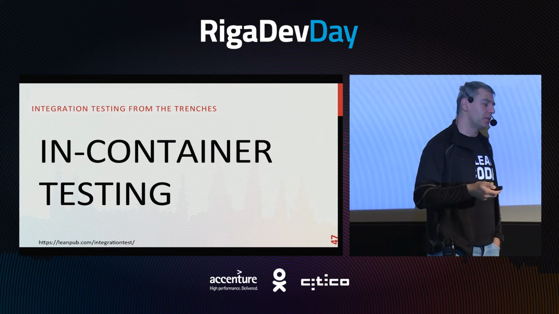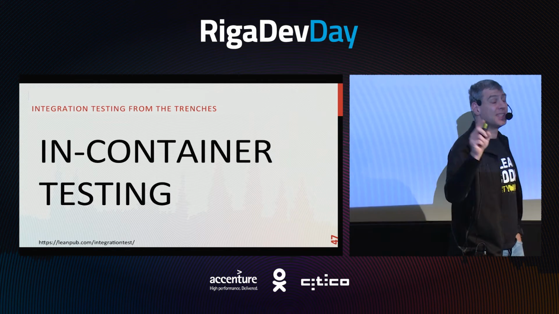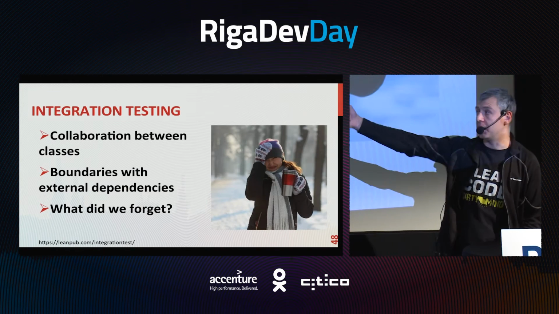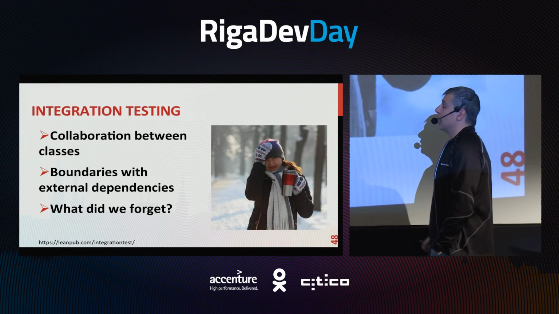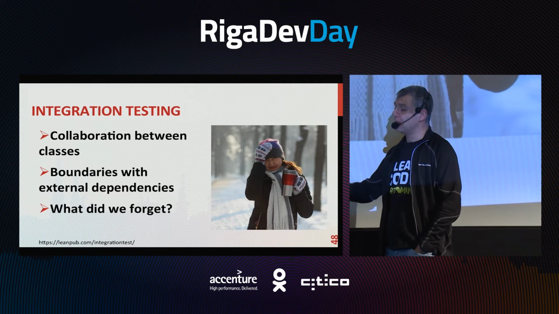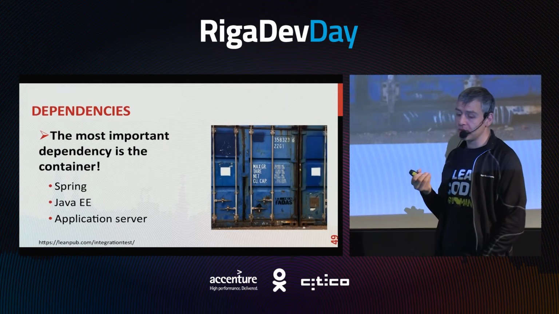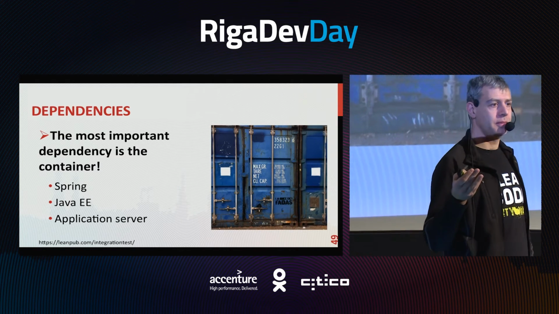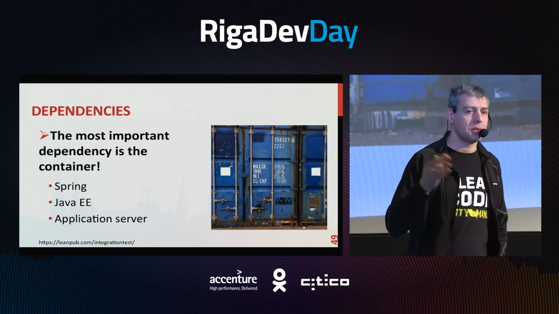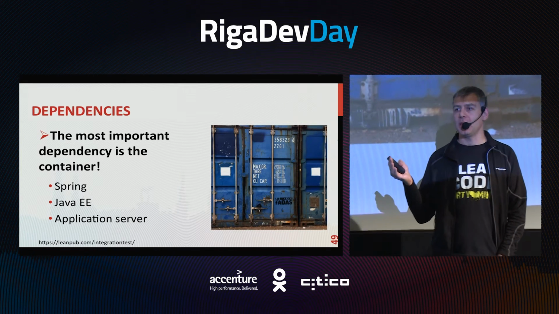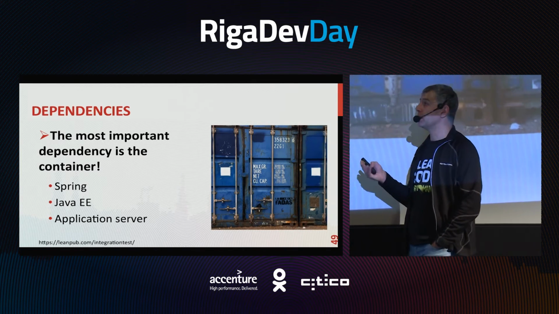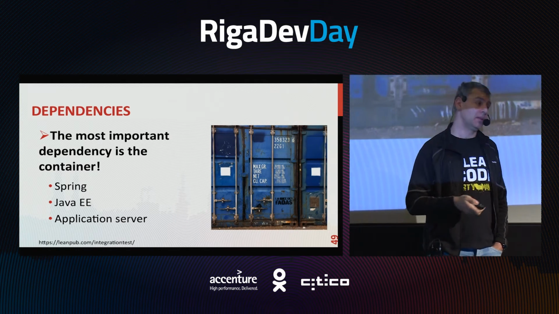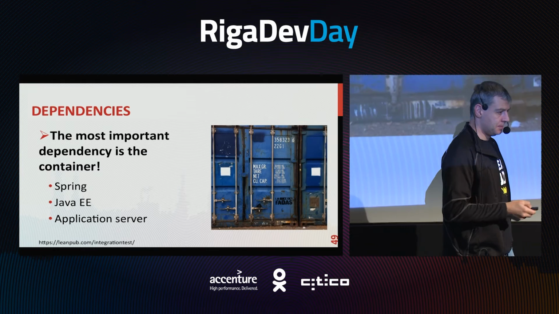So far, we have talked about simple dependencies. We have talked about collaboration between classes. We have talked about external dependencies, but we forgot the most important dependency. And the most important dependency is the container. Because you can integration test whatever you want. If you fail to configure your Spring container, it will fail. So that is very important.